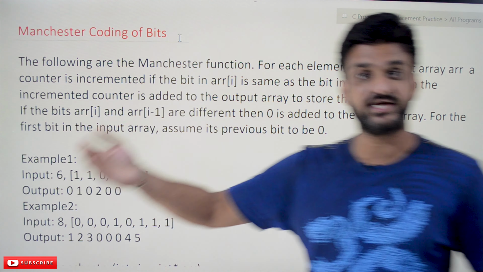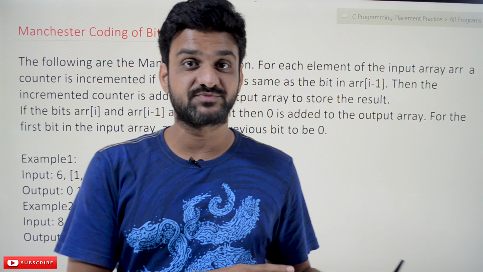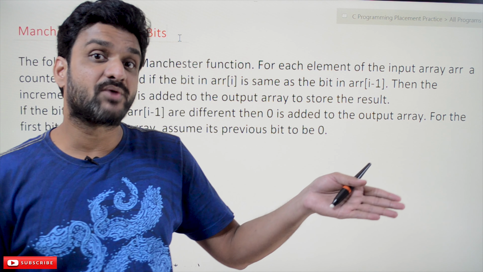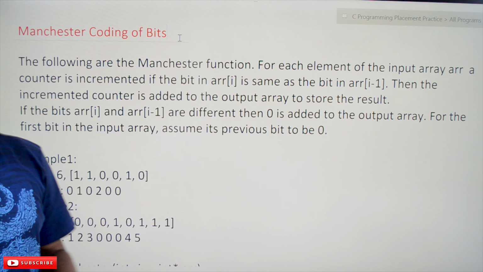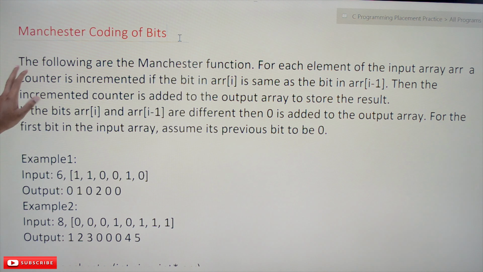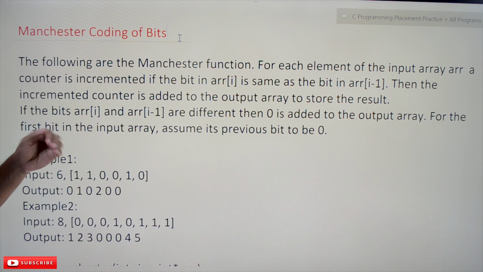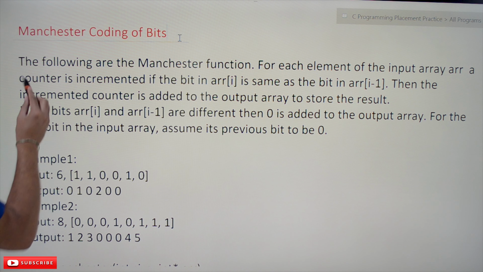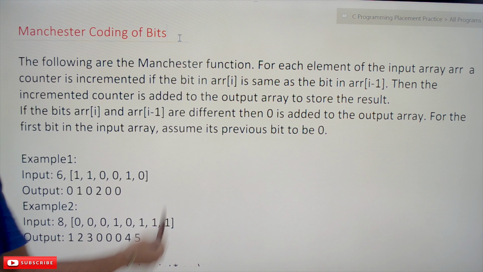Manchester means it is a coding technique where the bits that are being transmitted will be encoded before transmission. Based upon the properties of the function, the encoding is done. These are the properties that are mentioned. Now we will try to understand these properties and do some test cases, and based upon that we will try to change the function. The following is the Manchester function, which is given below.